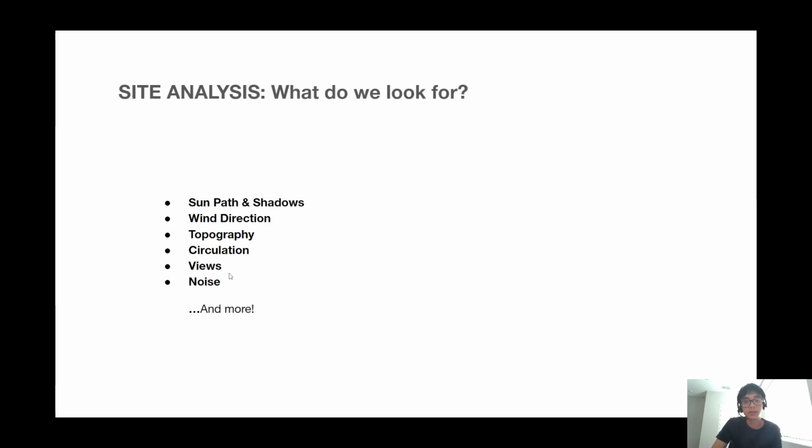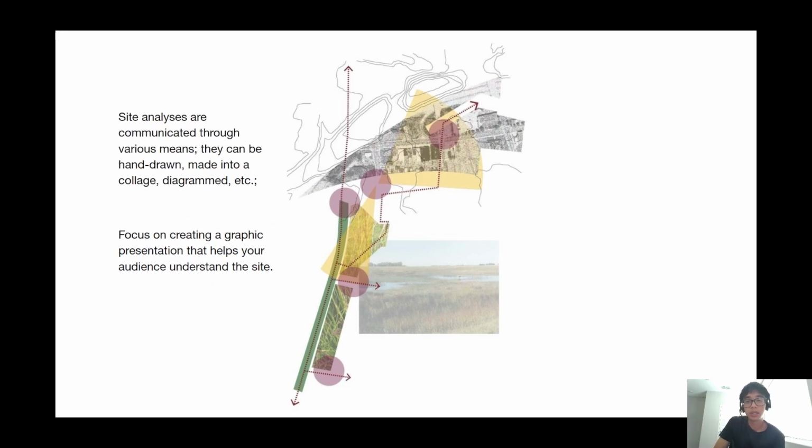So in a site analysis, we typically look for things like sun path and shadows, wind direction, topography, circulation, views, noise, and other things. So essentially, your site analysis is communicated through various means. They can be hand-drawn, made into a collage, diagrammed, etc. Essentially, you want to focus on creating a graphic presentation that helps your audience understand the site.